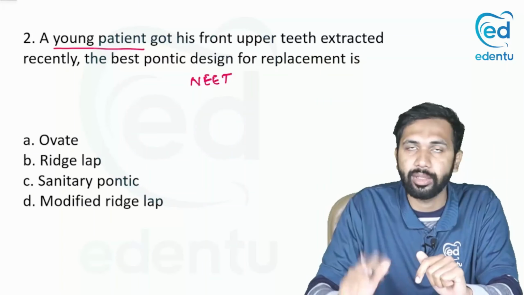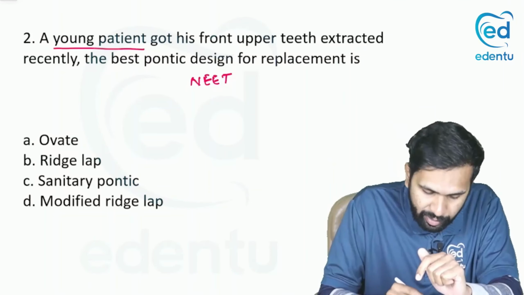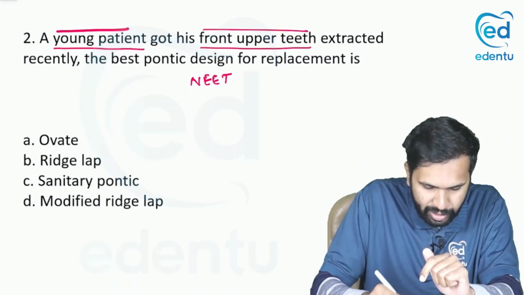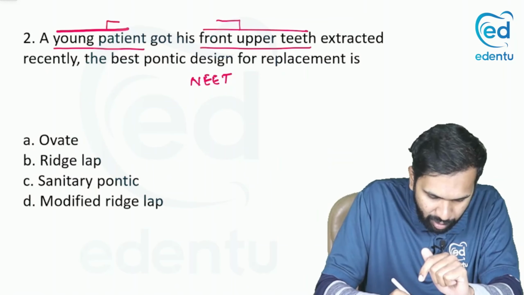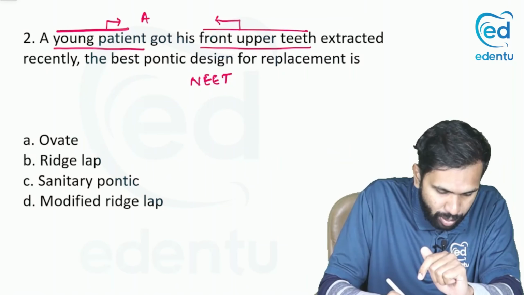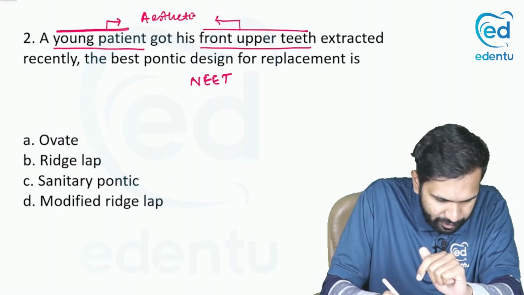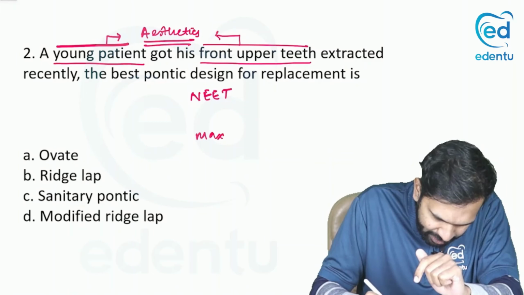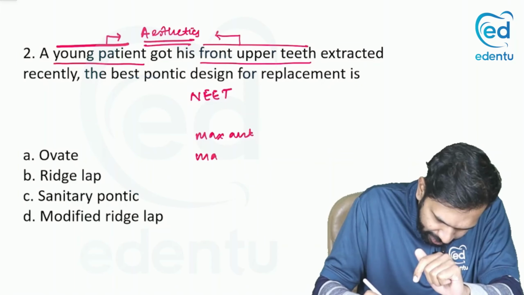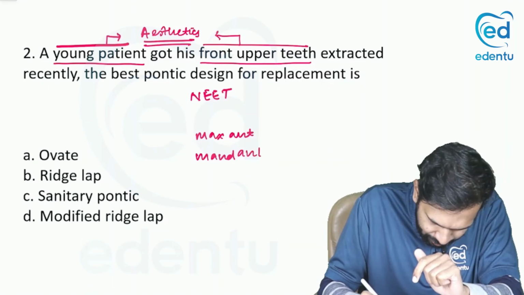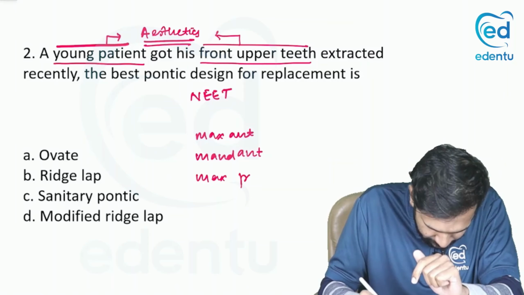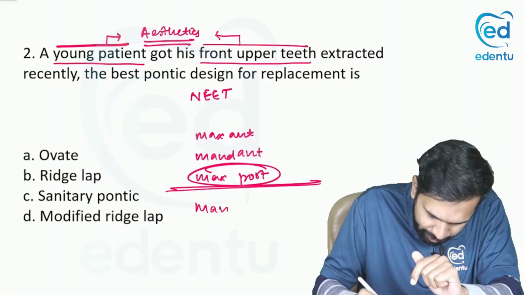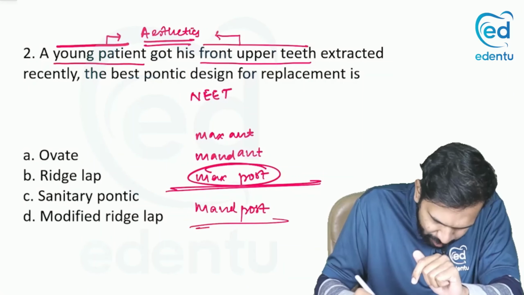They cannot simply ask you the best Pontic. No. They have given you a young patient and upper front teeth. Whenever they give upper front teeth, here along with a young patient, always think about what? Think about aesthetics. I told you the aesthetic regions are your maxillary anterior, followed by the mandibular anteriors, followed by the maxillary posteriors. Even they are aesthetic areas. And the non-aesthetic area is just your mandibular posterior, as per textbook.